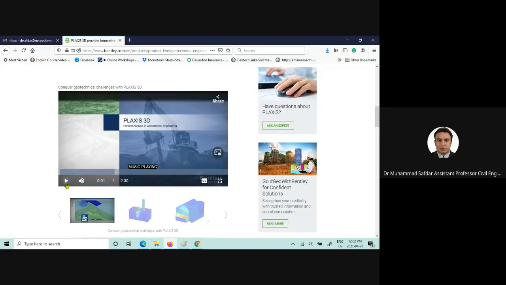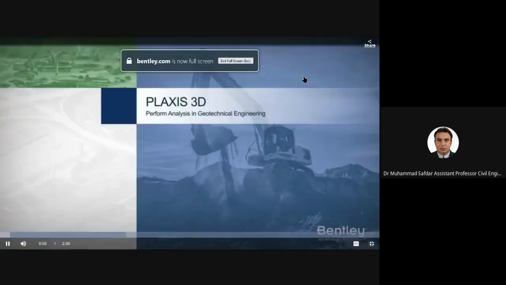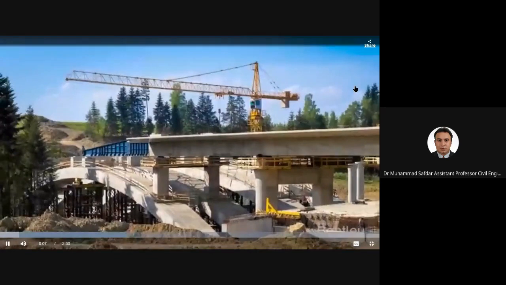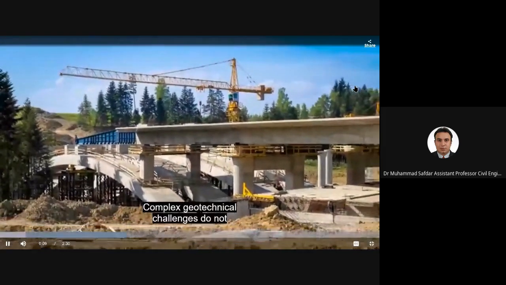Now, this is specifically how we can use it for shallow foundations. Now, how effective it is for different types of geotechnical structures. Now you can please watch this short video.